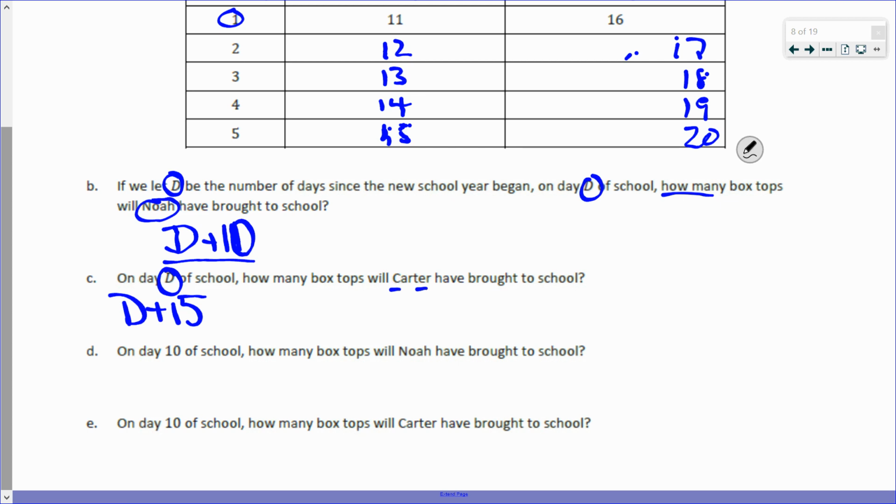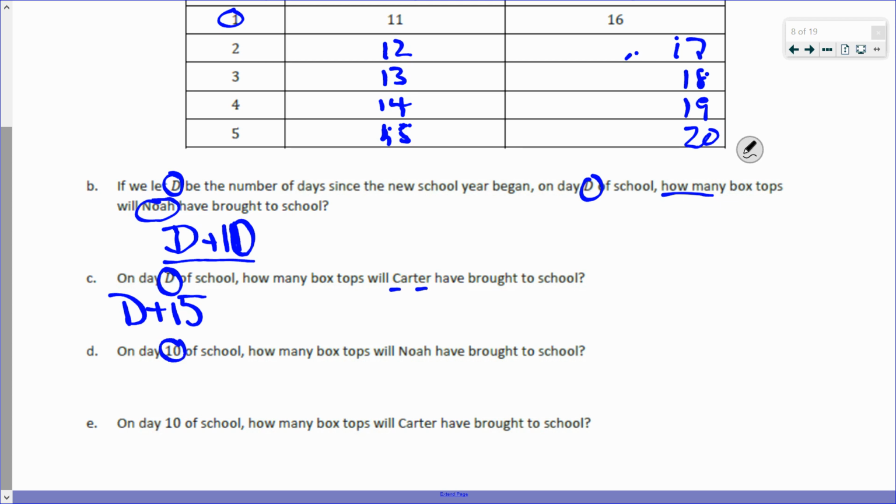Let's check it. Is 15 plus 1, 16? 15 plus 2, 17? 15 plus 5, 20? Somebody said no. Yes, those are all correct. That is the correct expression.